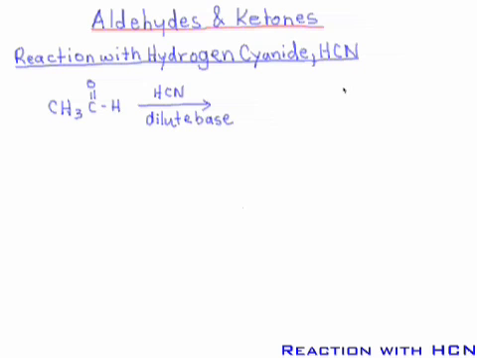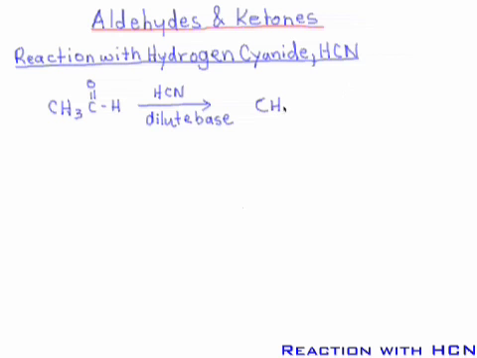In this scribblecast lecture, we're examining aldehydes and ketones, specifically the reactions that aldehydes and ketones undergo. We're continuing our investigation of reaction chemistry of aldehydes and ketones, examining reactions with hydrogen cyanide, or HCN. If an aldehyde is reacted with HCN in dilute base, molecules referred to as cyanohydrins will form.